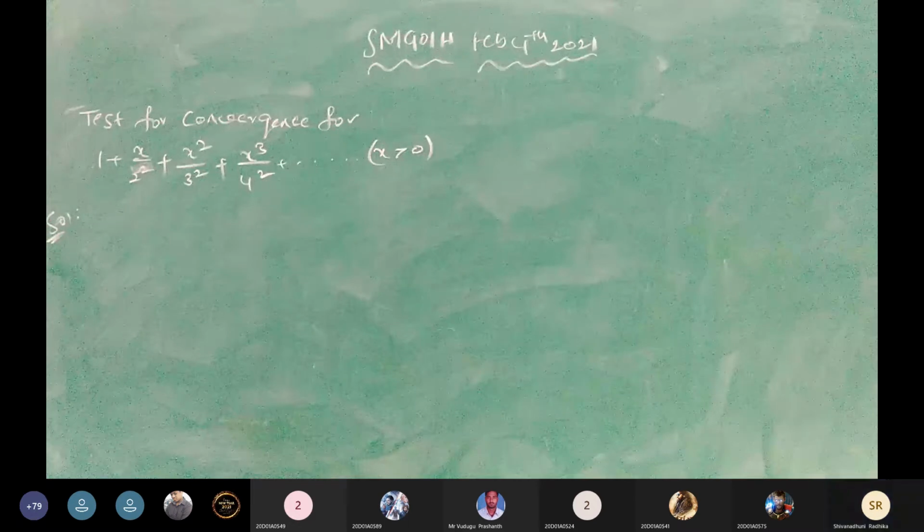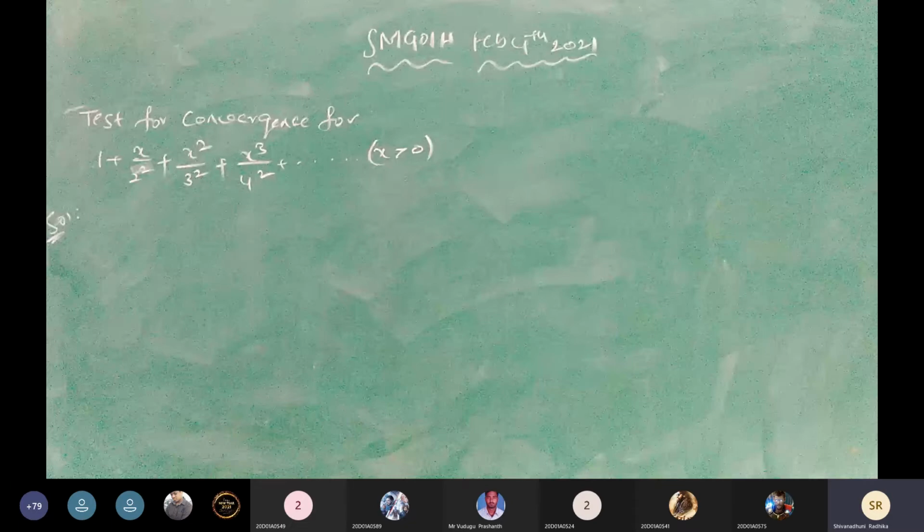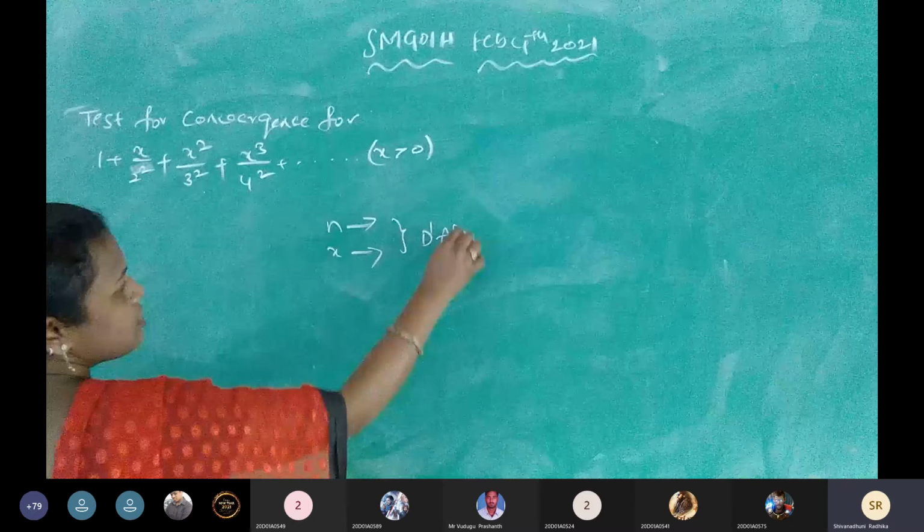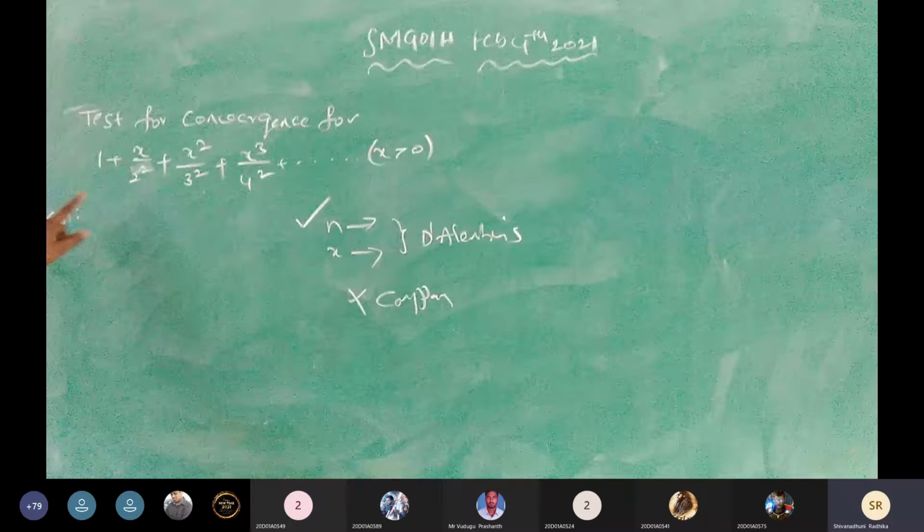What is the identification? Comparison test is not applicable for the given problem. Already I explained: when the given series has n and x, go for D'Alembert, not comparison. Here, the given problem is without L, but we have the x variable. Then go for D'Alembert's ratio test. Is it clear?